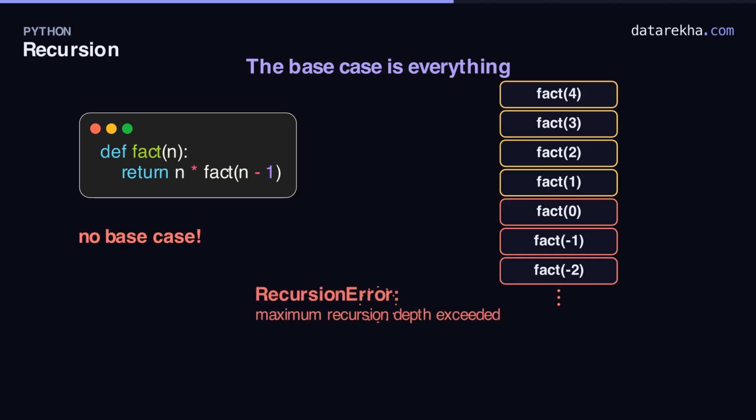Python protects you here. The call stack is finite, about 1,000 frames deep by default, and once you blow past it, the program stops cold with this error. Maximum recursion depth exceeded. A missing or unreachable base case is the number one way recursion goes wrong.